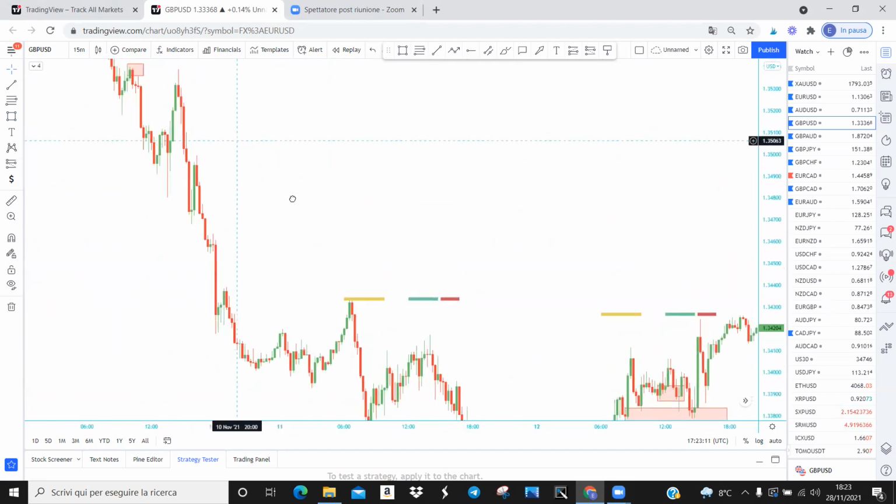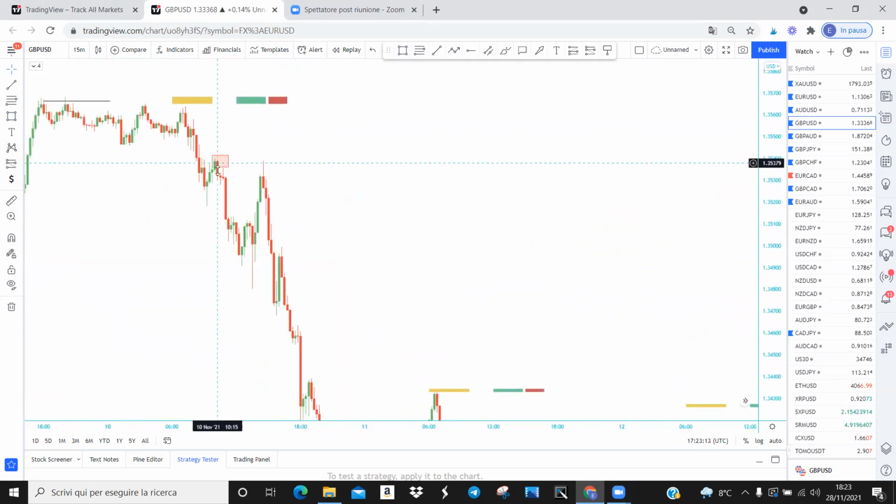Let's see if I marked out other examples. Yes, perfect. Lunch break order block right here. And this, I wanted to talk about this example. Why? Because this example is actually good. This example we just held and continued.